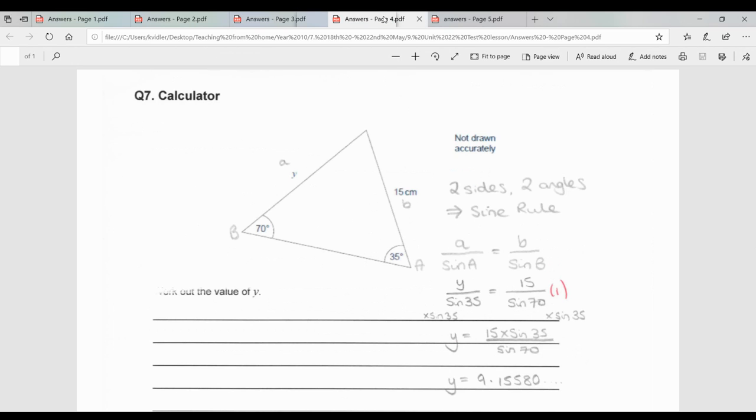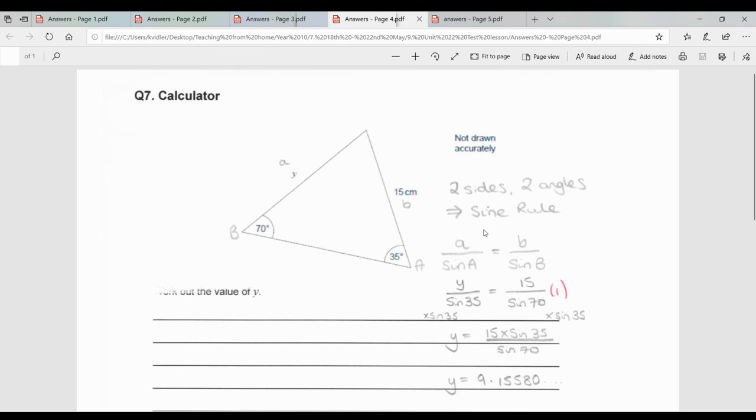Then we start moving on to the stuff that you haven't really seen before, okay? So the stuff that's been new for this topic. So question 7, we hopefully recognise the fact that we've got 2 angles in this question. We've got a side and we're trying to find a second side. So 2 sides, 2 angles means it's going to be the sine rule.